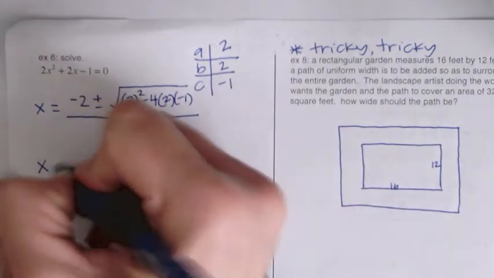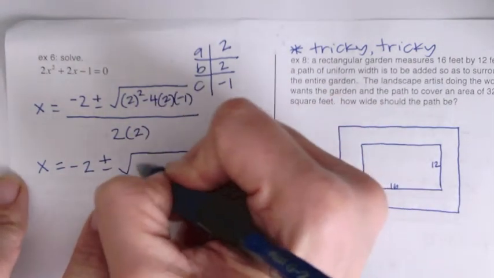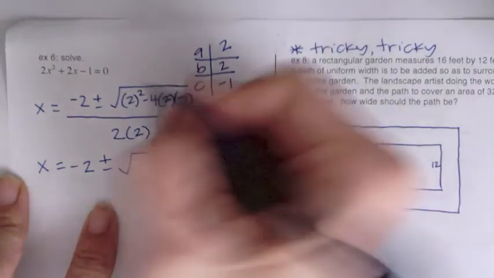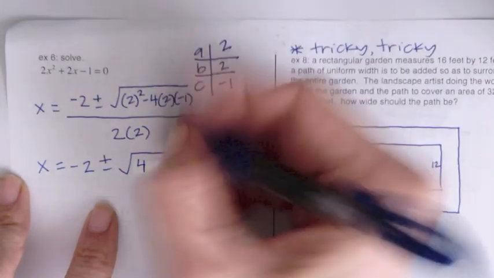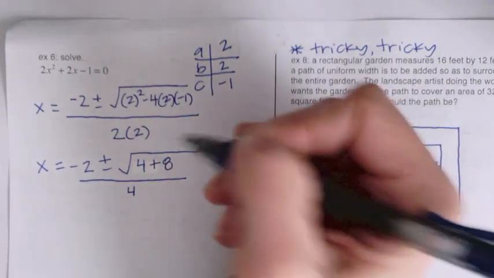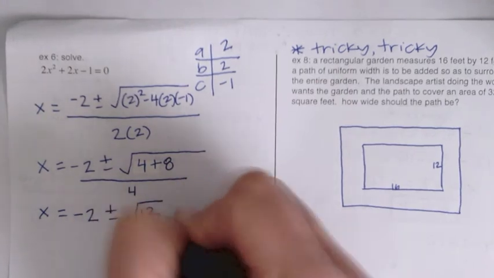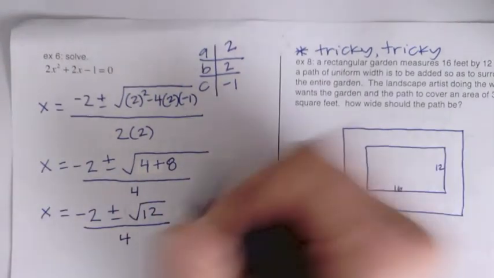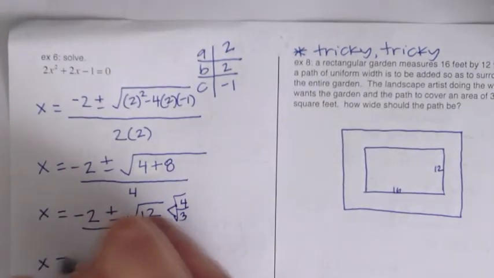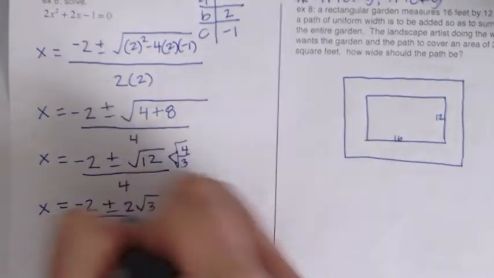So then we get x equals negative 2 plus or minus the square root. Simplify what's in here. 2 squared is 4. And then a negative and a negative, that's going to be plus 8, all over 4. And we get x equals negative 2 plus or minus the square root of 12 all over 4. And then this is not simplified, so that's 4 times 3. So that's x equals negative 2 plus or minus 2 root 3 over 4.